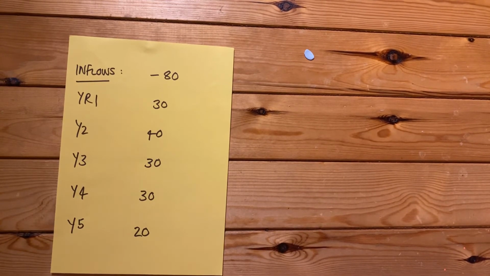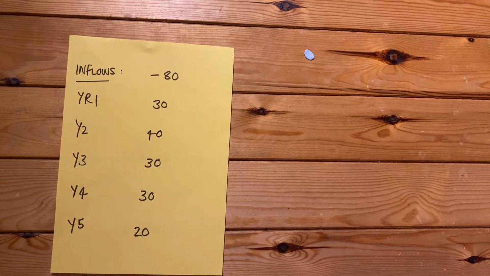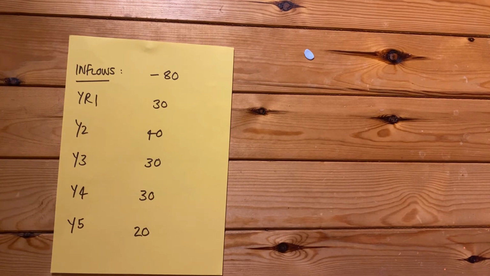Alexa, what's 70 divided by 5? 70 divided by 5 is 14. So that's the average annual profit. Alexa, what's 14 divided by 80 times 100? 14 divided by 80 times 100 is 17.5.